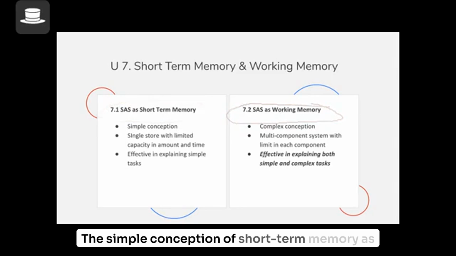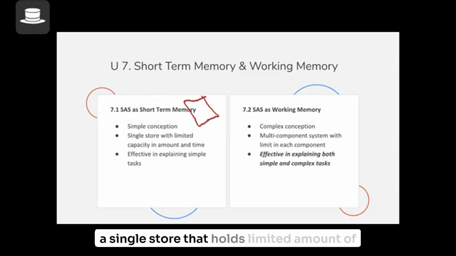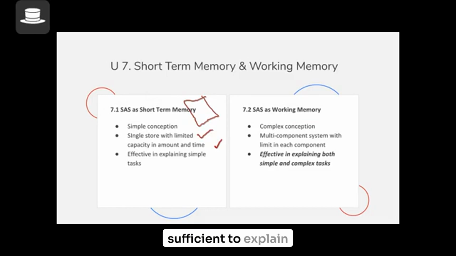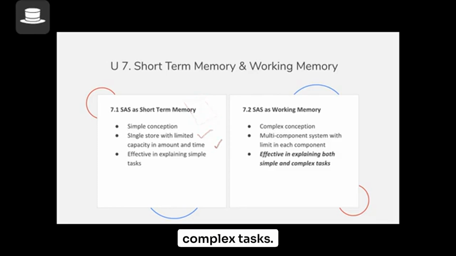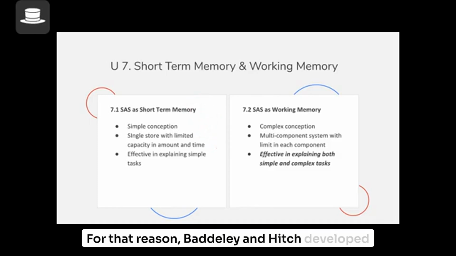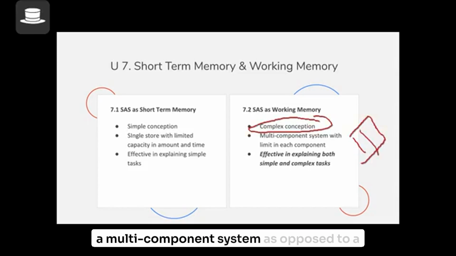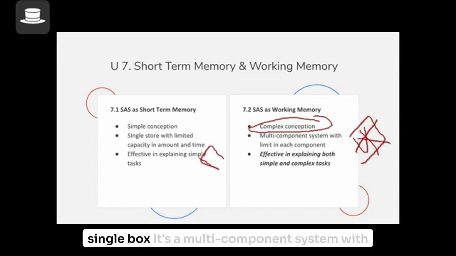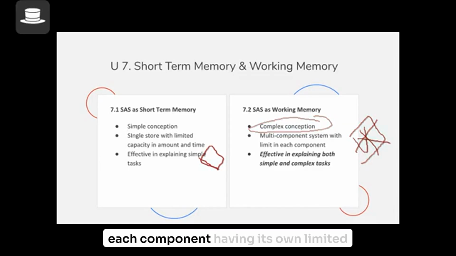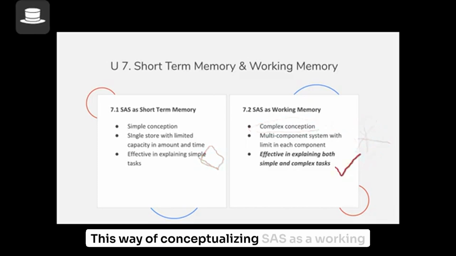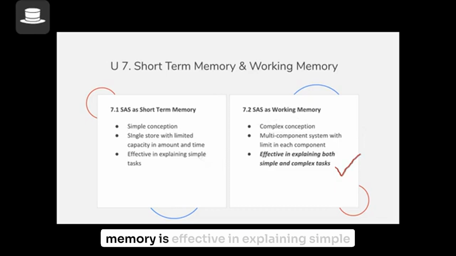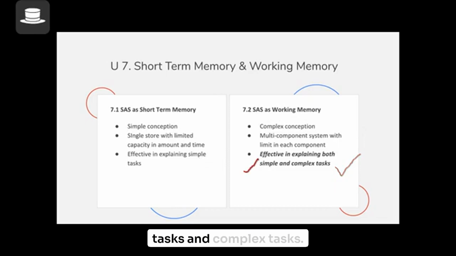The simple conception of short-term memory as a single store that holds a limited amount of information for a limited amount of time is sufficient to explain simpler tasks like reading a list of words, but it becomes difficult to explain more complex tasks. For that reason, Baddeley and Hitch developed a multi-component system as opposed to a single box. It's a multi-component system with each component having its own limited capacity. This way of conceptualizing SAS as working memory is effective in explaining simple tasks and complex tasks.